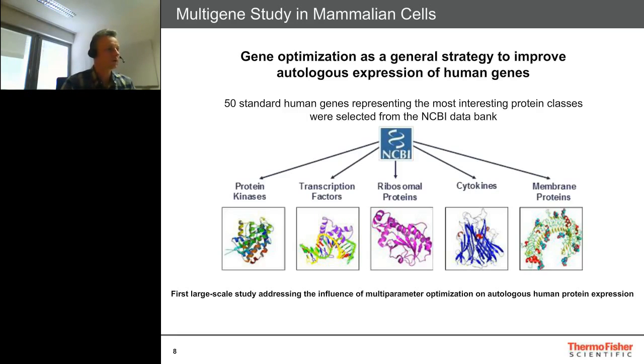We took 50 human genes representing the most interesting protein classes like protein kinases, transcription factors, ribosomal proteins, cytokines, membrane proteins, and compared the wild type and the optimized gene. And we did that all in HEK 293 cells.